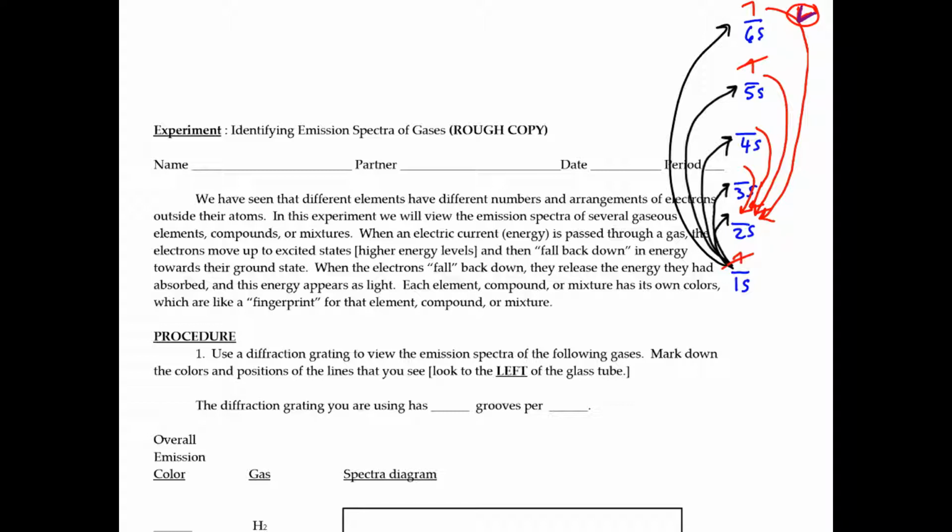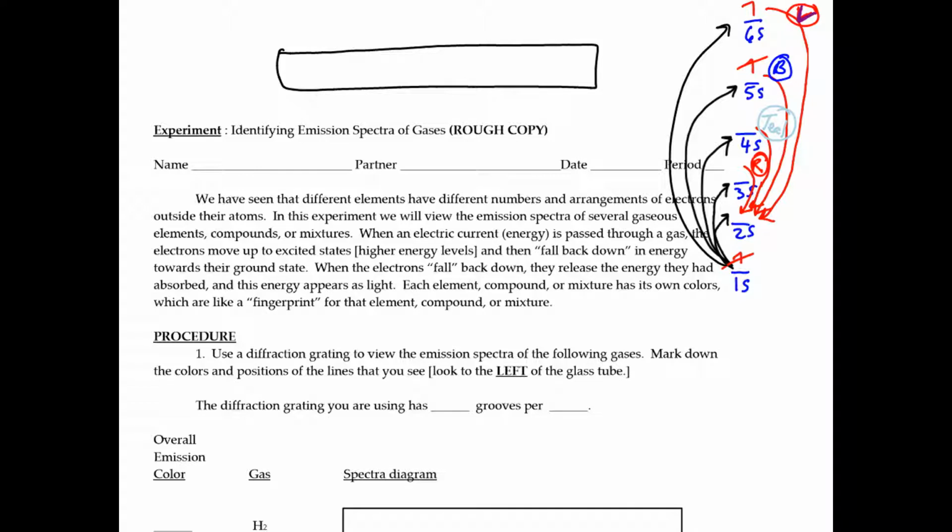And then when it goes from 5 to 2, it's a blue light that you could see. And when it falls from 4 to 2, it's more like a teal color. And when it falls from 3 to 2, it's a red. These are all the different colors that you would see. So when you did your lab, either in the demo or in the actual lab, you would see these colors through what we call a diffraction grating. We'll talk about the diffraction grating in a moment. But you had this little slide through which you looked, and you saw a bunch of different colors.